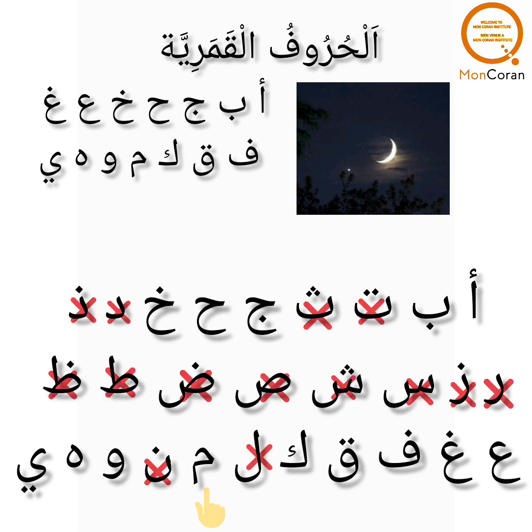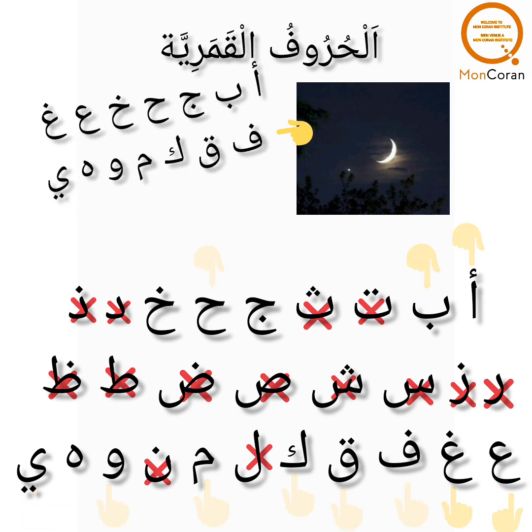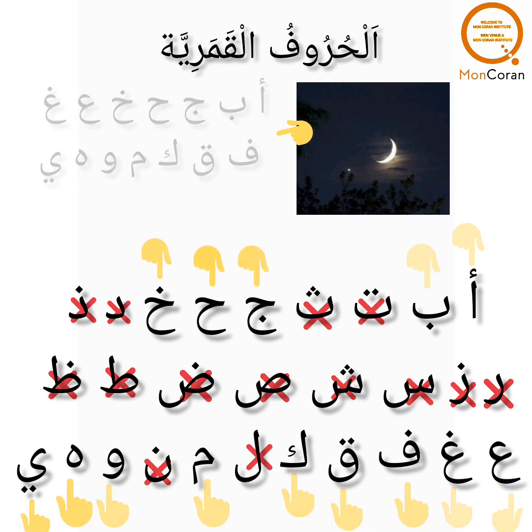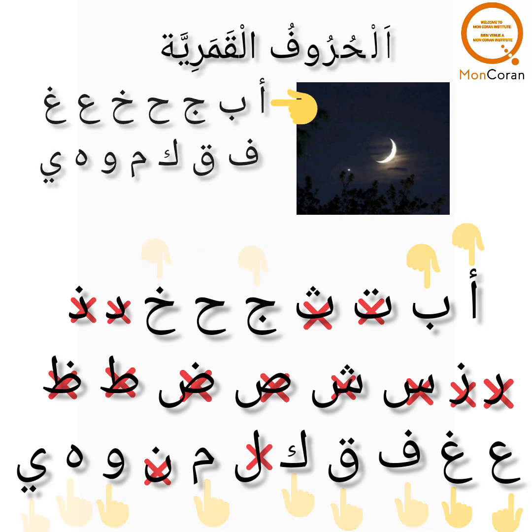Afterwards, we go to mim, we take that. Afterwards, we go to noon, we skip that. We remove noon because it's not part of this division, which is al-huruf al-qamariyya. So when we skip noon, noon is not part of it. We go to waw. After that, ha. After that, ya. In total, making up 14 letters. And these 14 letters are known as al-huruf al-qamariyya, the moon letters.